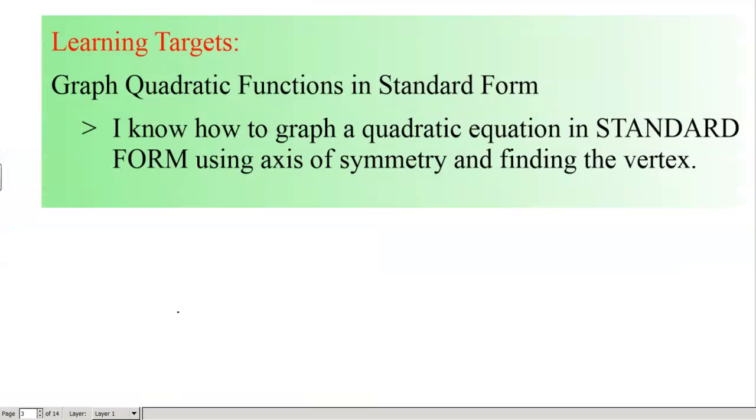Our learning targets today are looking at these quadratic equations and learning how to graph them. So I know how to graph a quadratic equation in standard form using the axis of symmetry and also finding the vertex. As always, through these videos, feel free to jump around, go a little bit quicker, pause them, rewind them, etc.